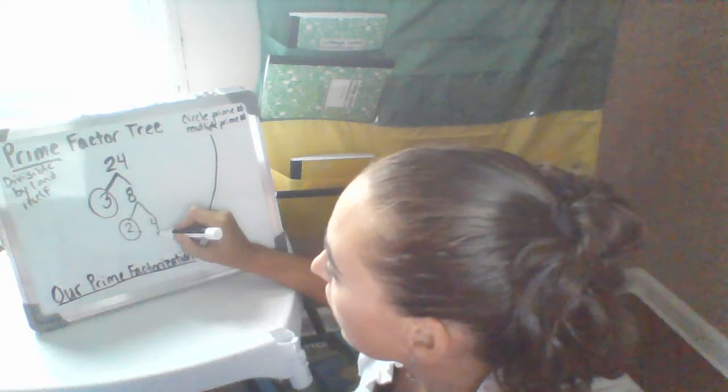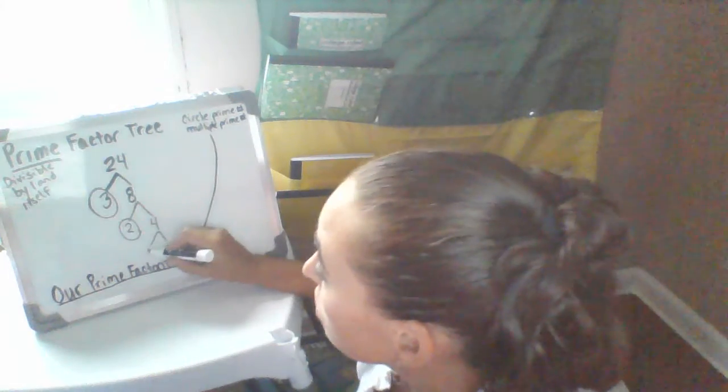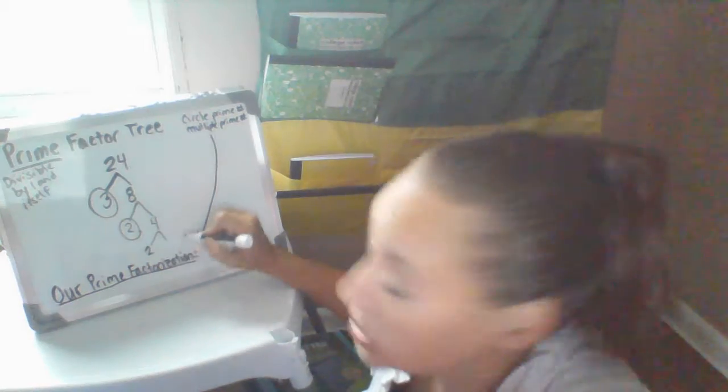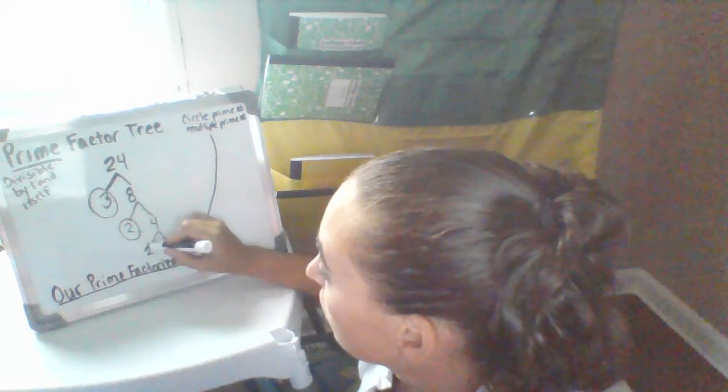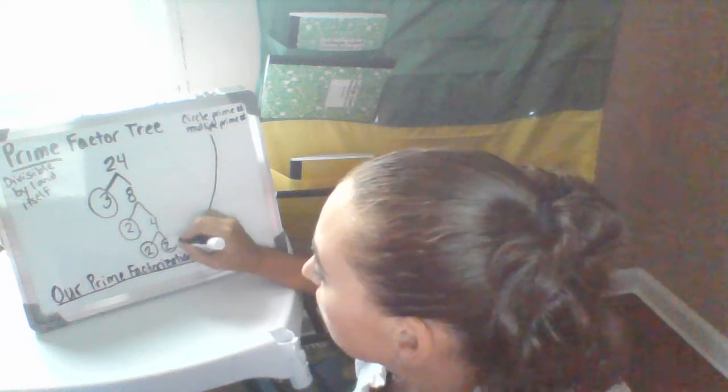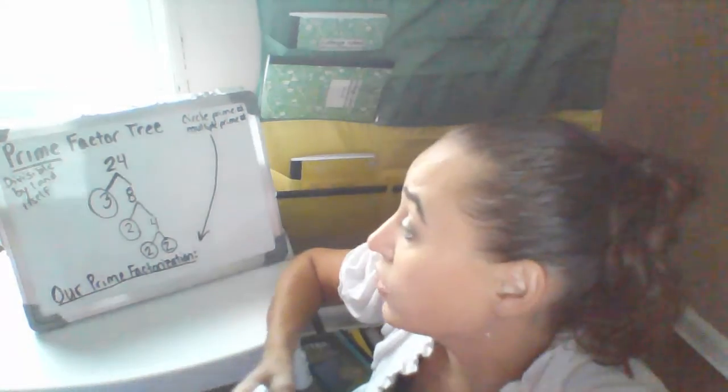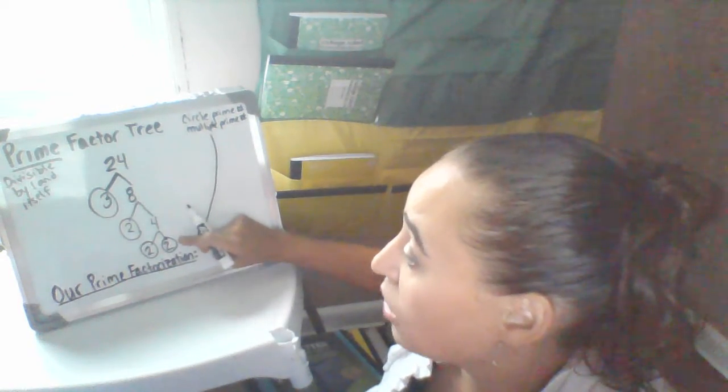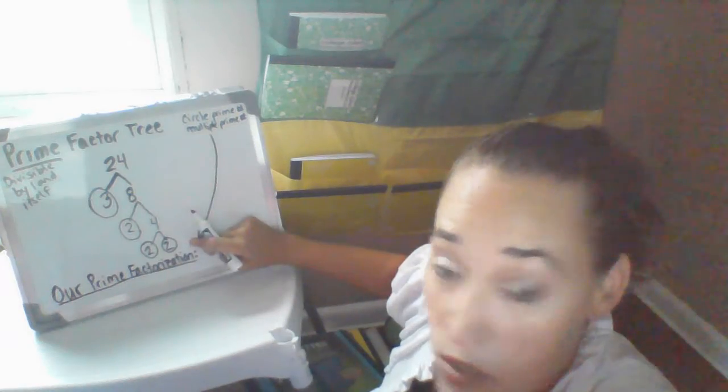Okay, so now I've got to figure out 4. I'm going to do 2 times 2. I want to always pull out my prime numbers, and I circle it. So when I'm circling it, that means it ends. I don't break it down any further. My composite numbers, I can keep going because there are more things that divide into them.